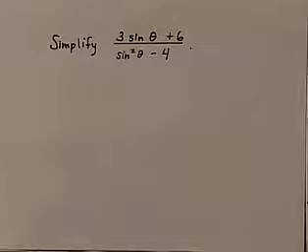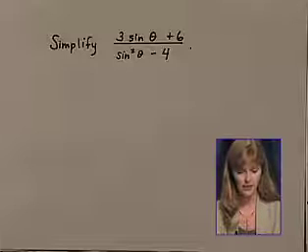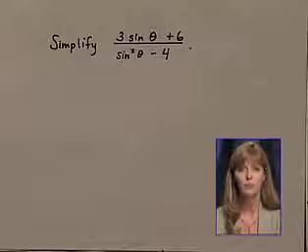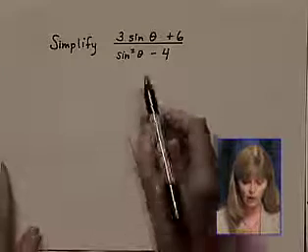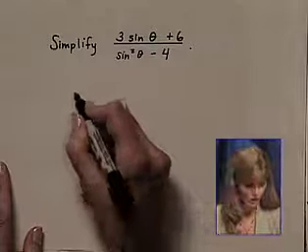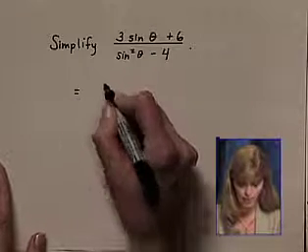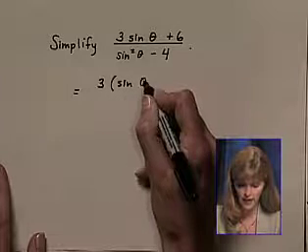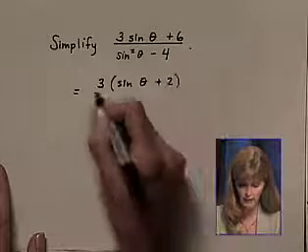Let's now try another example. And here we want to simplify the following problem. Let's look at 3 times the sine of theta plus 6, divided by sine squared theta minus 4. In our numerator, you notice we have 2 terms, and there is a common factor. We can think of this as being equal to 3 times the sine of theta plus 2.